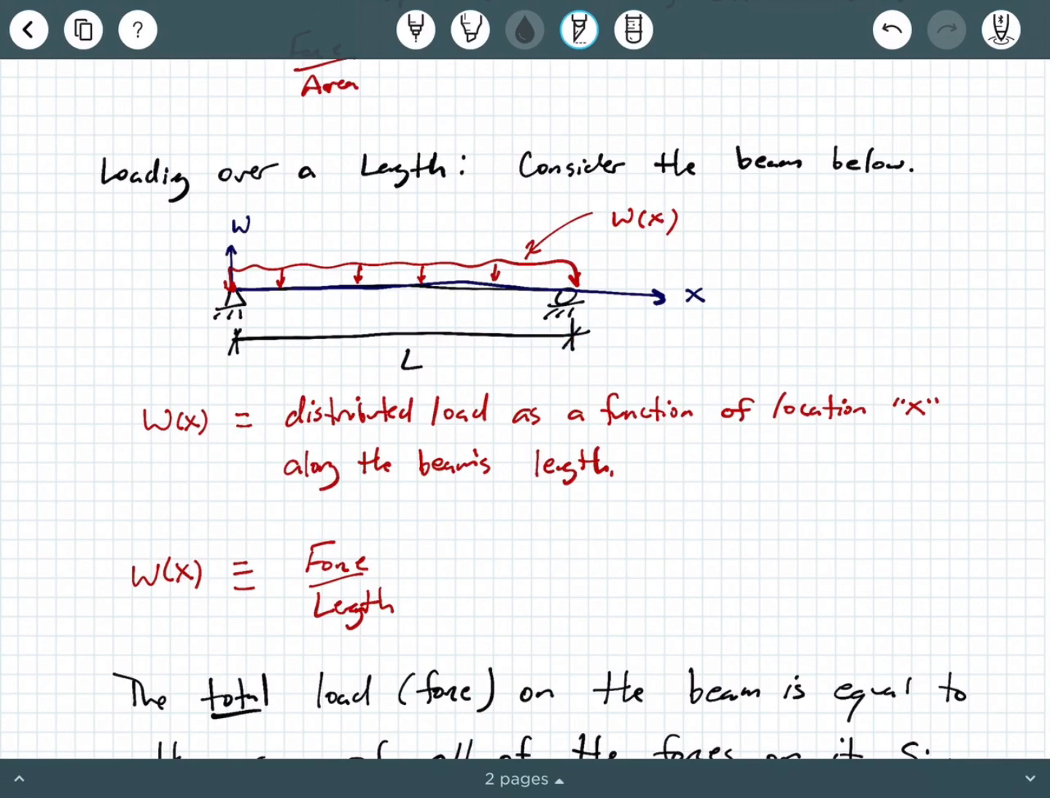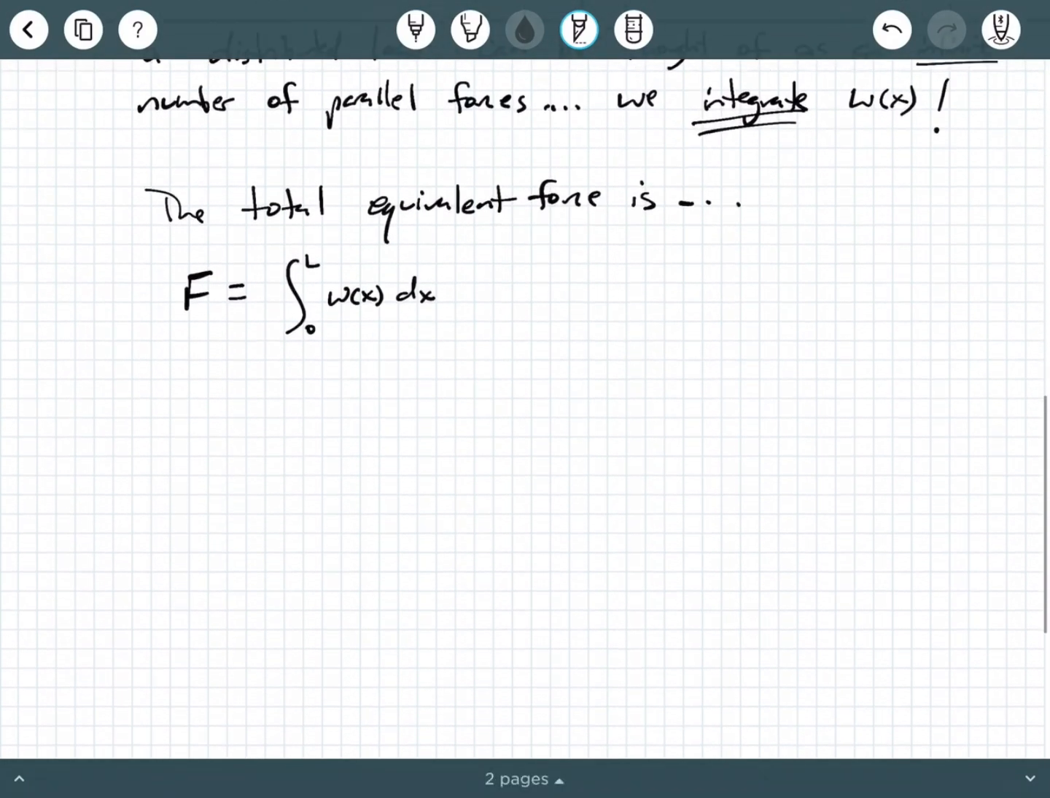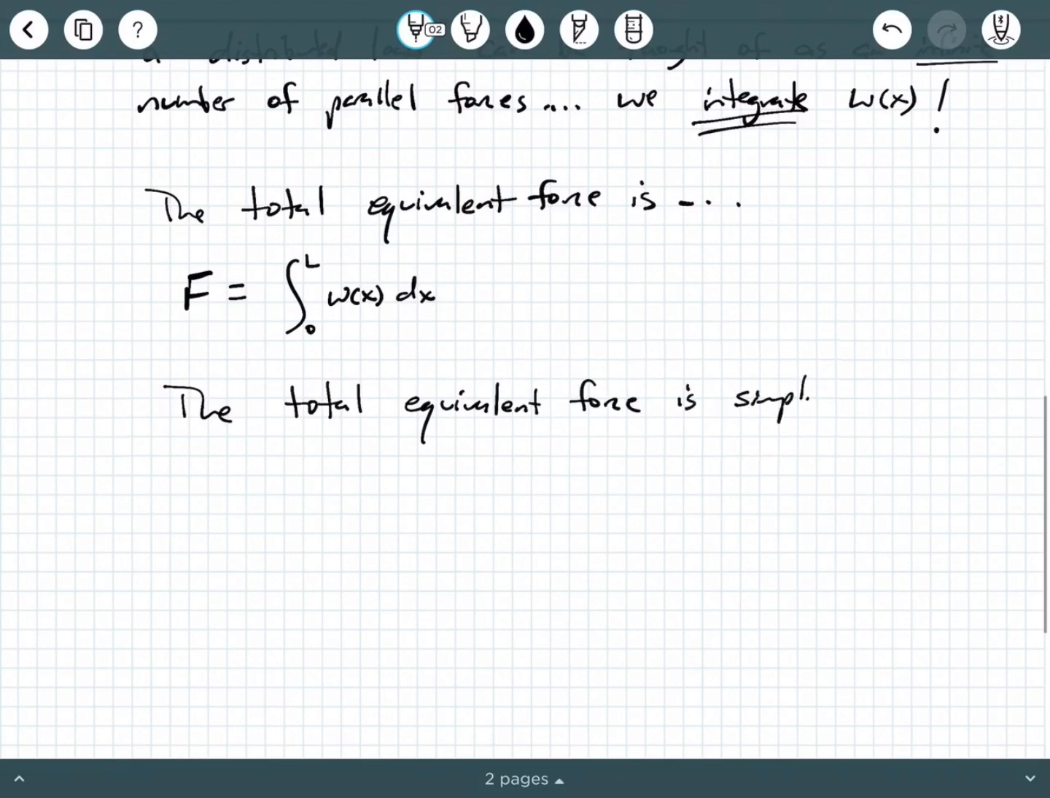Now, what have we essentially done here? Well, what we've done is found the area under the load distribution, all right? So we can make a note of this. The total equivalent force is simply the area beneath the load distribution.